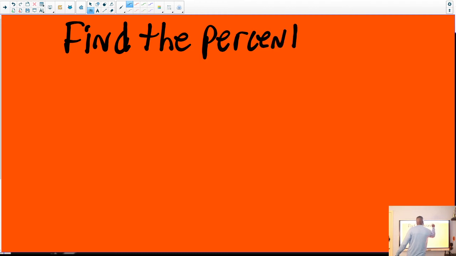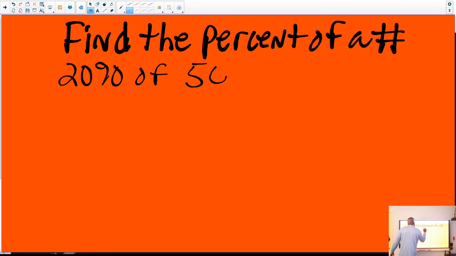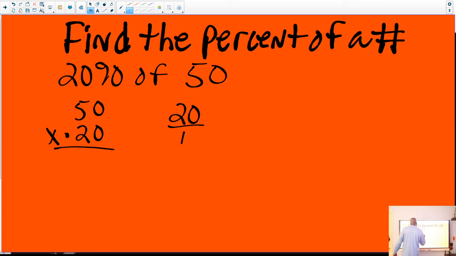Simple. We're going to start out with something simple. Let's say you got 20% of 50. There's 2 ways you can do it. You can change that percent to a decimal and do 50 times that decimal. You can do it that way if you want to. Or you can do it this way: 20 over 100 equals x over 50. There's 2 ways you can do it.